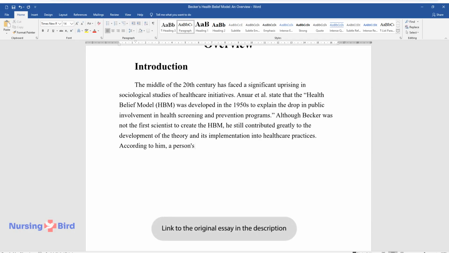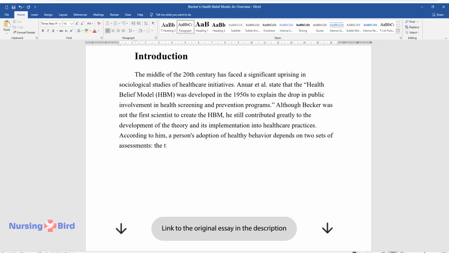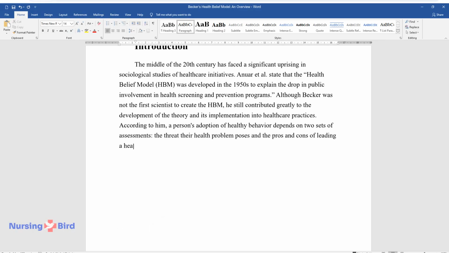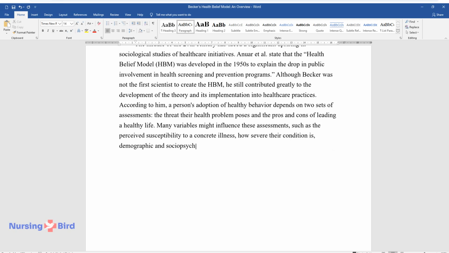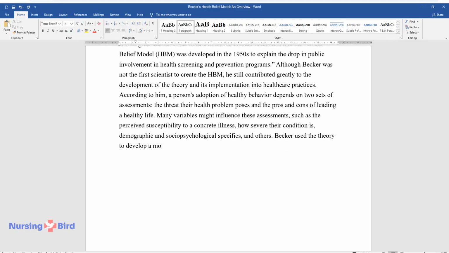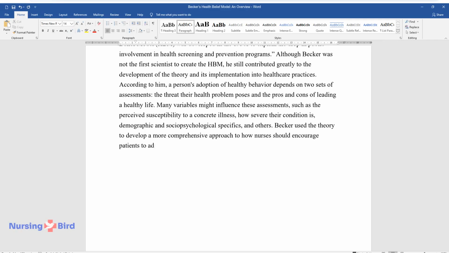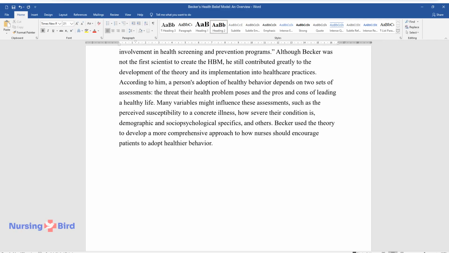According to him, a person's adoption of healthy behavior depends on two sets of assessments: the threat their health problem poses and the pros and cons of leading a healthy life. Many variables might influence these assessments, such as the perceived susceptibility to a concrete illness, how severe their condition is, demographic and socio-psychological specifics, and others. Becker used the theory to develop a more comprehensive approach to how nurses should encourage patients to adopt healthier behavior.